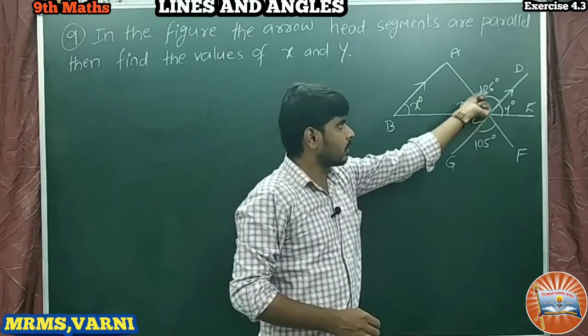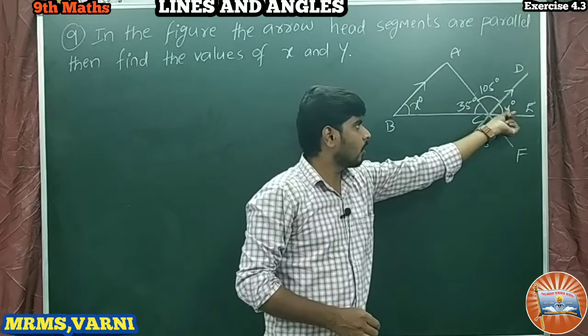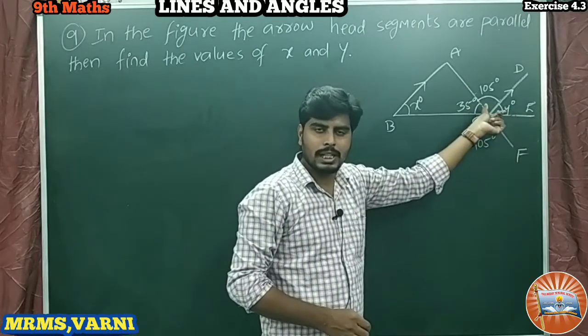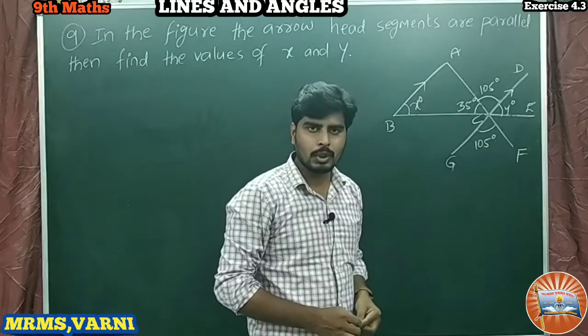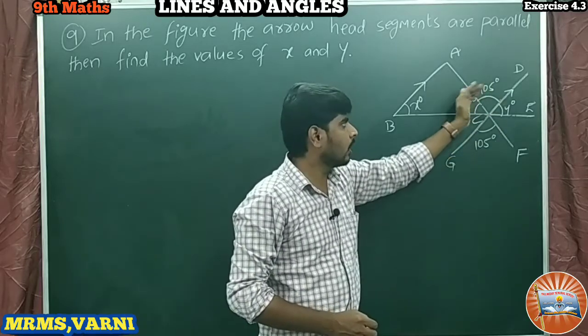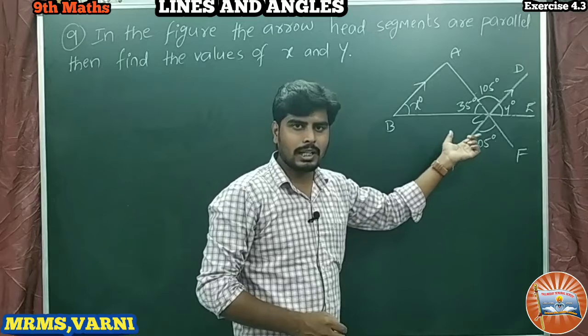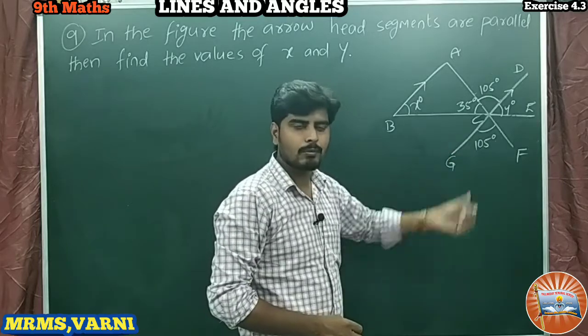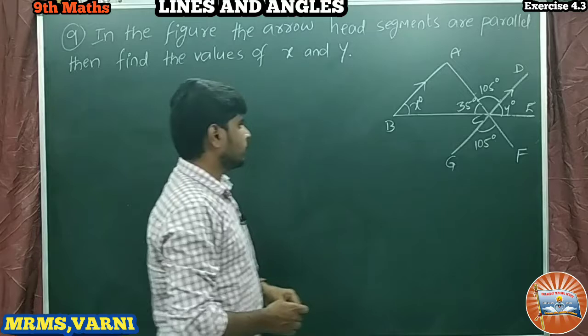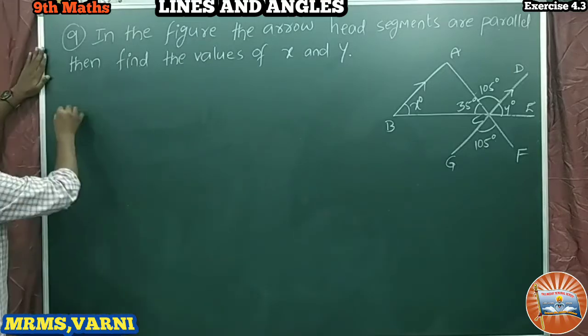35 degrees plus 105 degrees plus y degrees is equals to 180 degrees, because the sum of these three angles makes a straight angle. Okay, is it clear? Right. So let us solve the problem. So write down here.